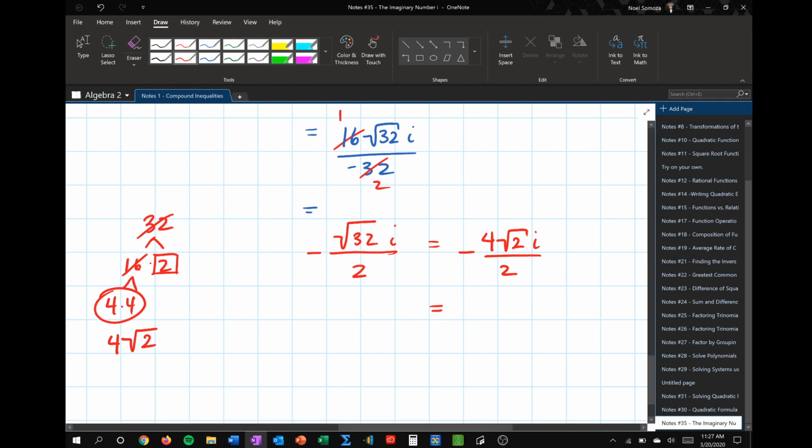Okay, because 4 divided by 2, well, divided by 2, that's 1. Divided by 2, that's 2. So in reality, here's your final: negative 2 root 2 i.